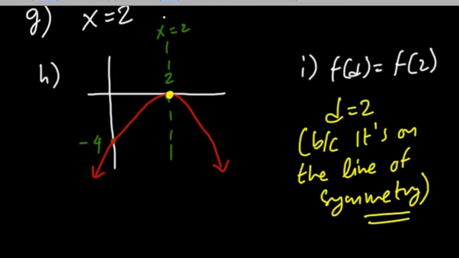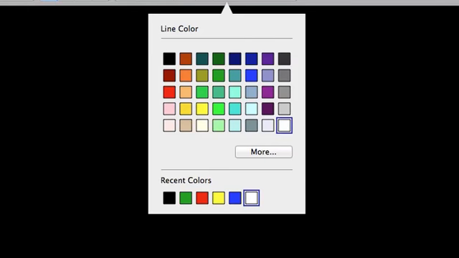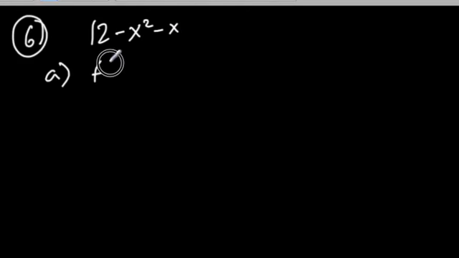Okay, let's move on to the next one, which is number 6. Let me copy it correctly. So number 6 is 12 minus x squared minus x. So A is f of x is equal to negative x squared minus x plus 12. So that's how you rearrange it, and that's in standard form.